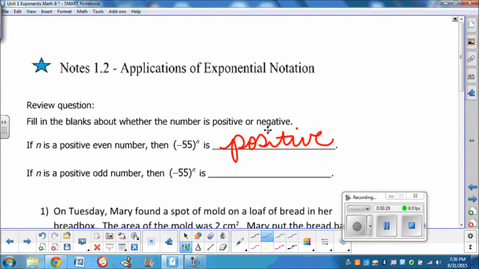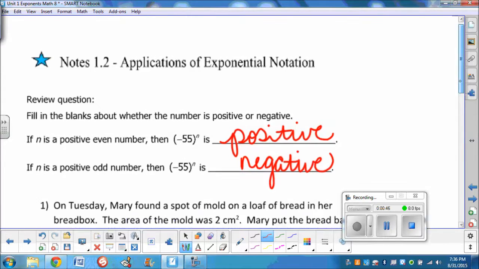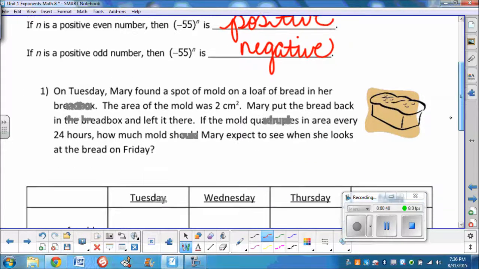If n is a positive odd number, then negative 55 to the n is going to be a negative number. If your exponent is odd, your answer will be negative. You have an odd amount of negatives that you're multiplying, which is going to give you a negative result.